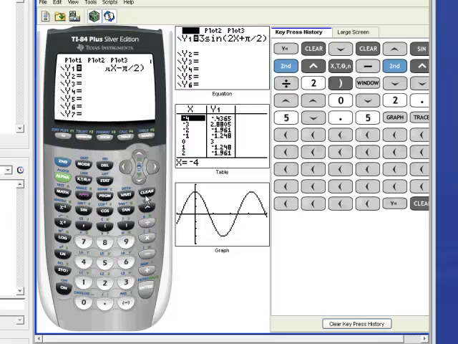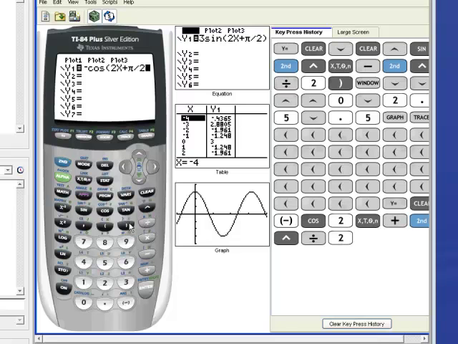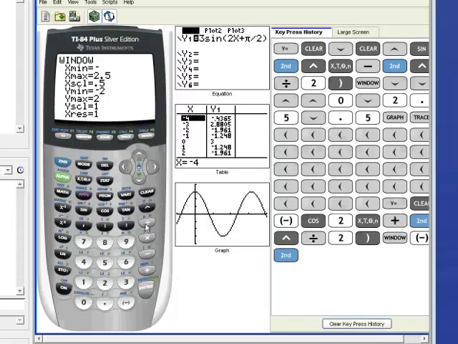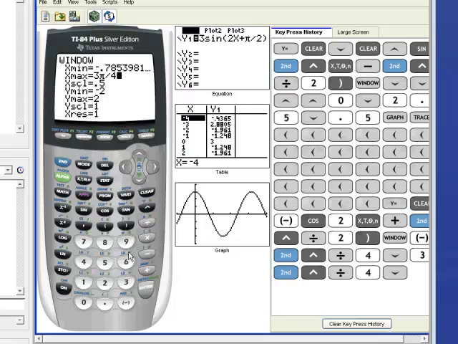Okay, the next one is going to be negative cosine 2x plus pi over 2. And I graphed that one respectively to window settings, and I said I would go from negative pi over 4 to 3 pi over 4, with a scale of pi over 6.